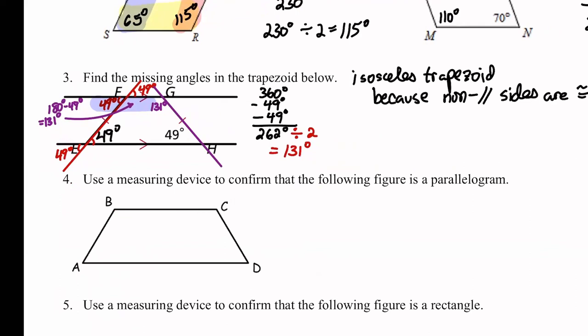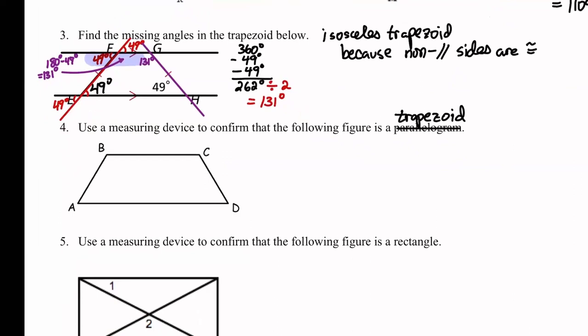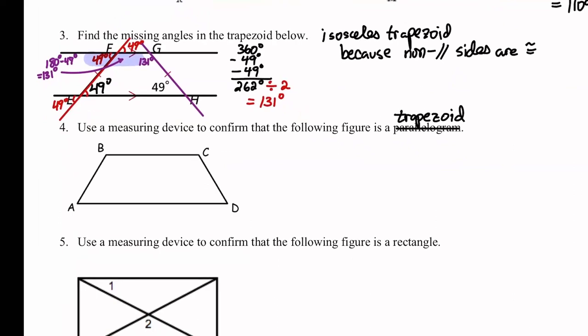Number 4 is a case where we're asked to confirm that the following figure is a parallel. Oh, there's a typo for somebody. Right. So a measuring device to confirm that the following figure is a trapezoid. All right. So you need a ruler. So let me get my ruler out, which means I got to find my ruler.